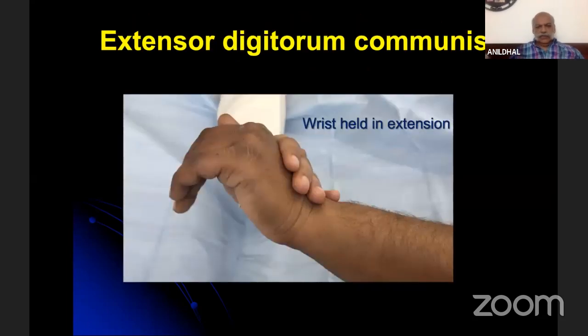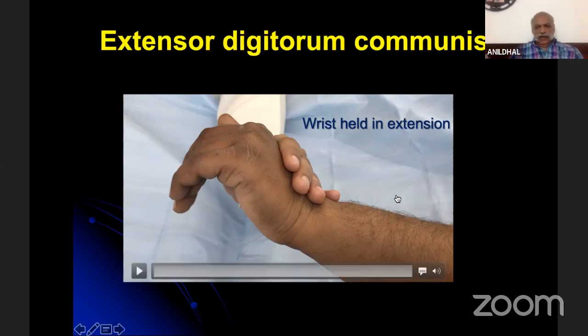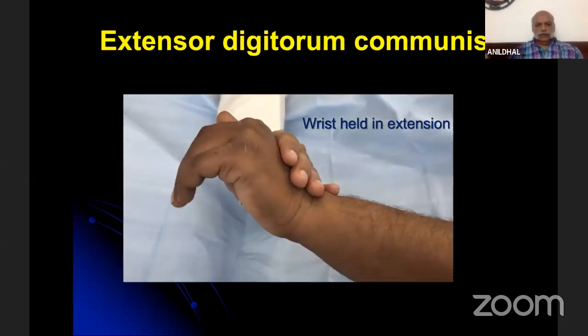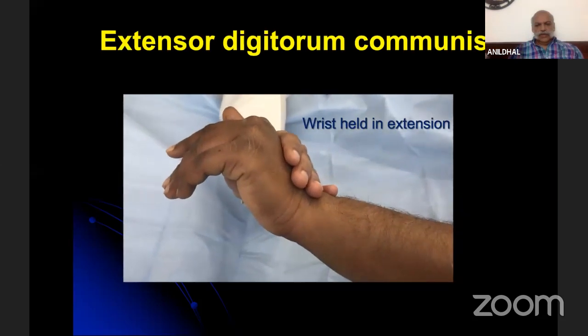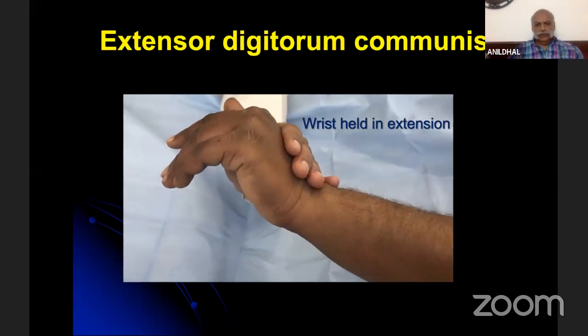And last but not the least, the extensor digitorum communis and the extensor indicis proprius need to be tested. Here the hand is passively held in dorsiflexion, again to avoid the tenodesis effect, which may cause some sort of a trick extension of the digits. So this is how the patient is asked to actively extend the digits. He is unable to do so.